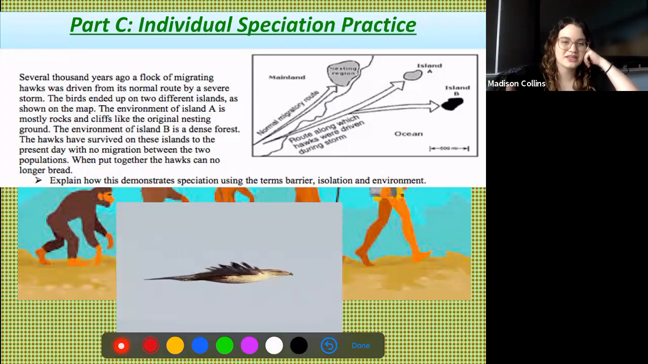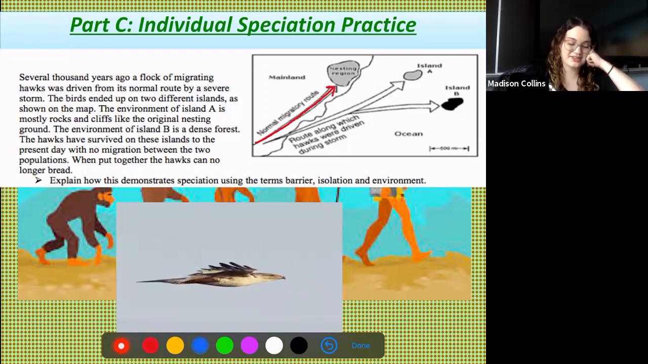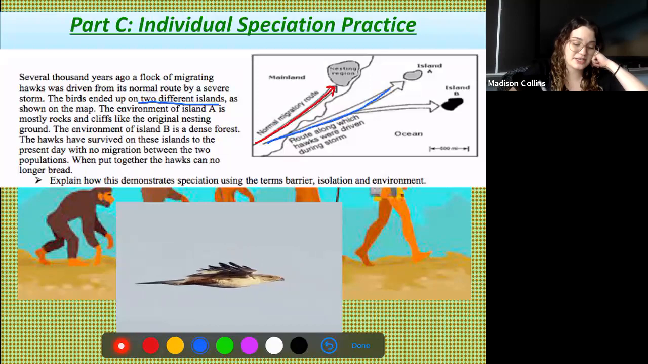So imagine with me, several thousands of years ago, a flock of migrating hawks, like this guy right here, was driven from their normal route by a severe storm. So this is their normal migratory route, but due to that storm, they actually got thrown off course. And because of that, the birds ended up on 2 different islands as shown on the map. So some of our birds ended up on island A, and some of our birds ended up on island B.